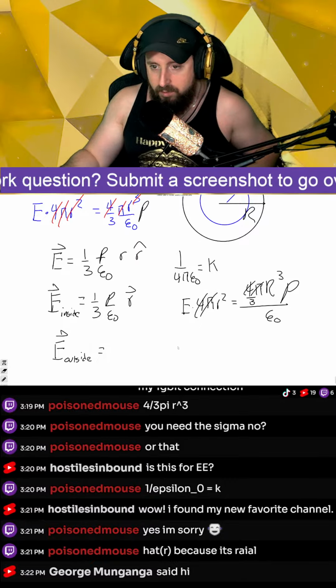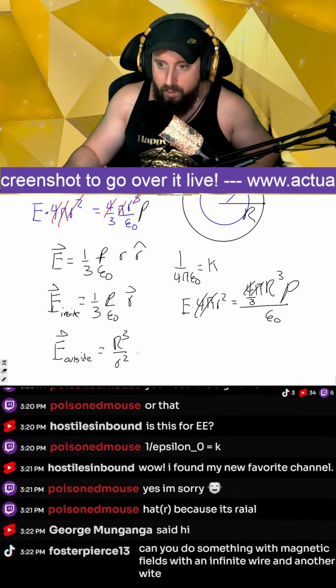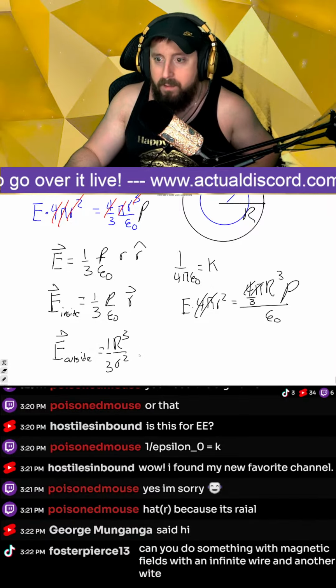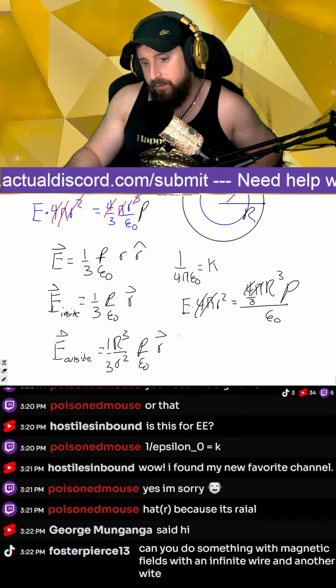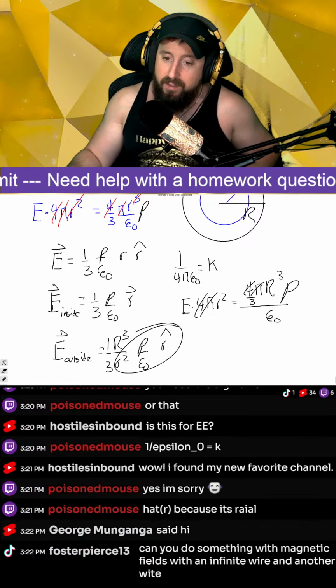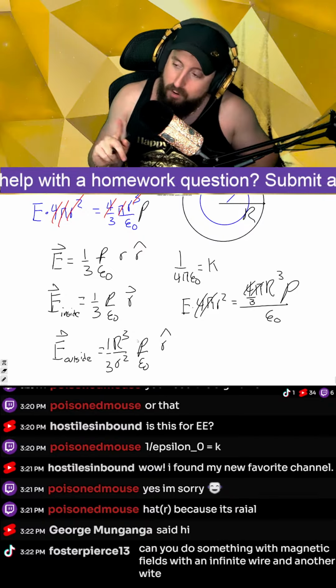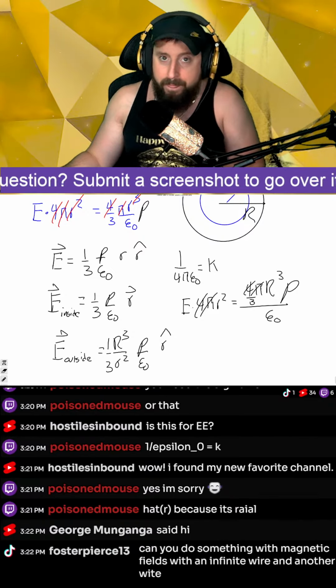So yeah, this becomes, what is this? It's big R cubed over little r squared, 1/3, and then it's rho over epsilon naught. And then it's the same thing, r vector. Or no, sorry, it's just r hat. Interesting. Okay, yeah. This ends up being r vector over r to the third, if you want to put it in vector form.